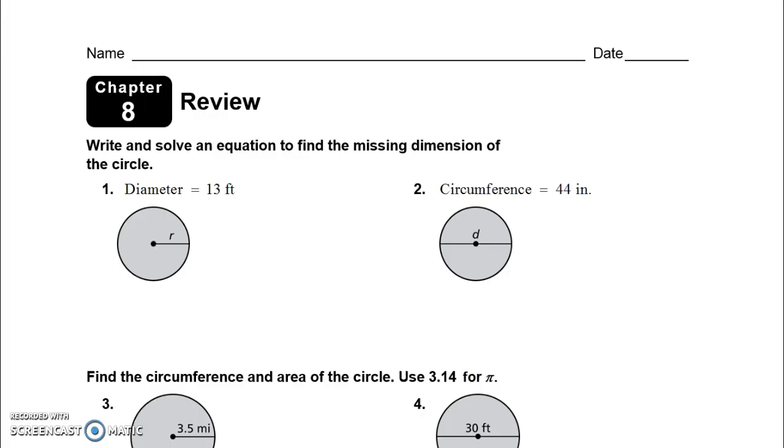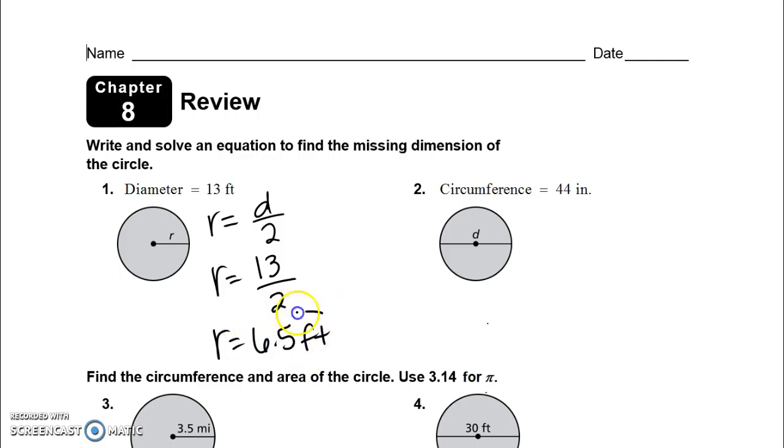Alright, this is your Chapter 8 test review, and your test is tomorrow, so hopefully you have completed your review packet by now, and you are using this as a tool to check your work. Number 1 asks you to write and solve an equation to find the missing dimensions of the circle. If the diameter is 13, I'm trying to find the radius. Radius is equal to diameter divided by 2, so radius is 13 divided by 2, which makes the radius 6.5 feet.